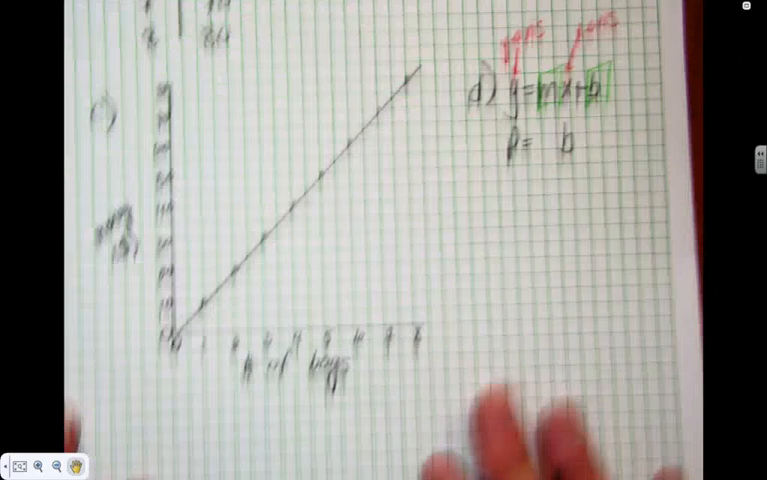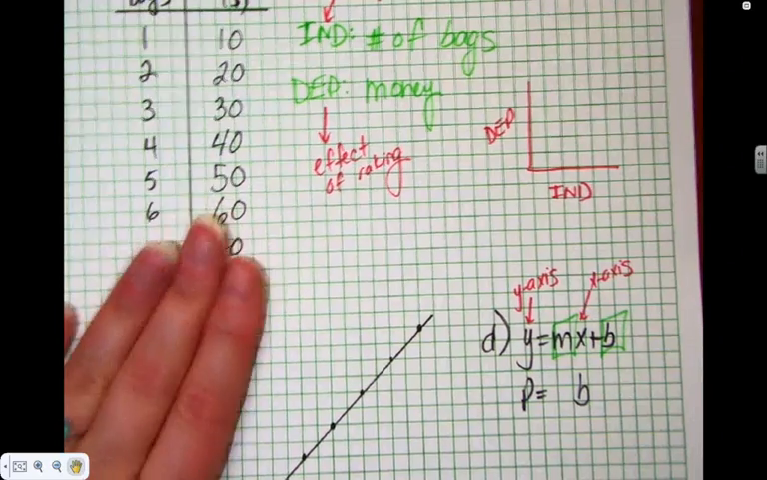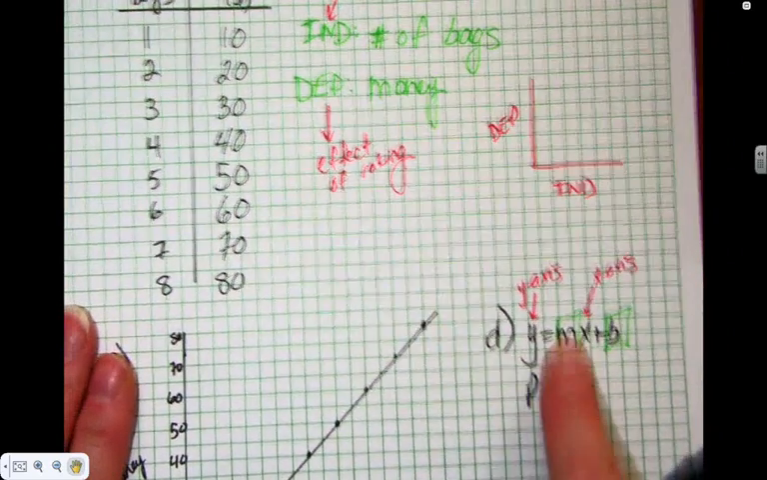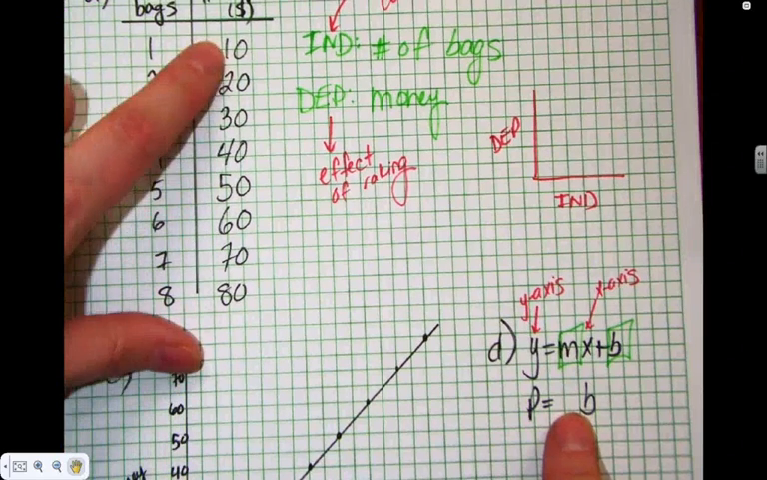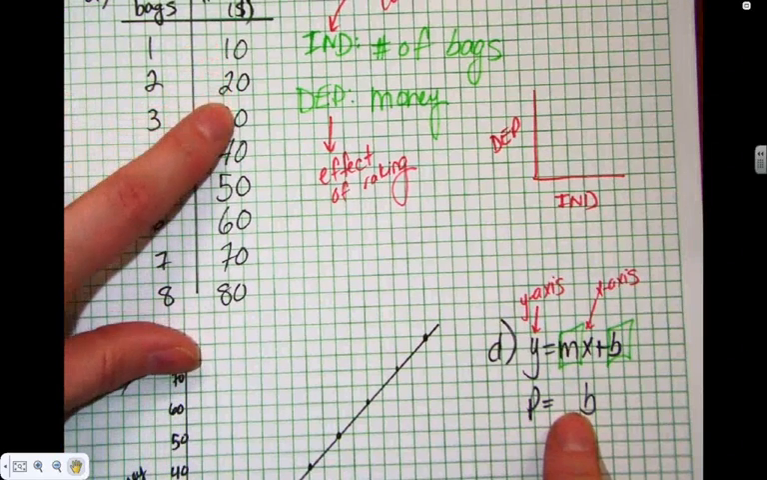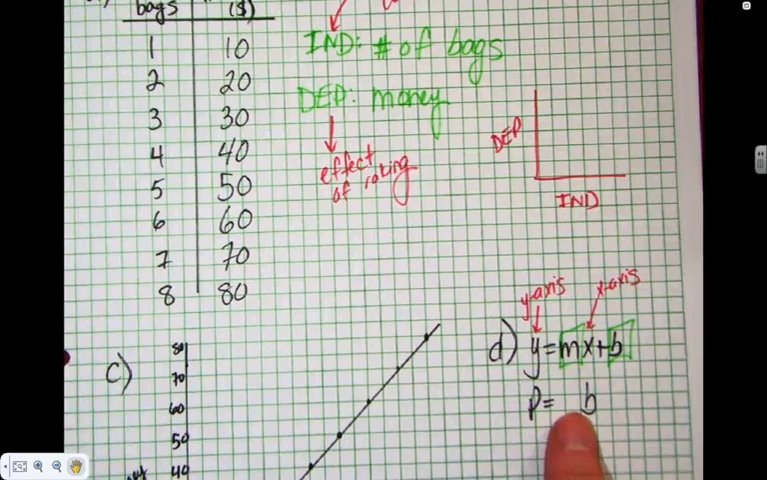Now we just need to fill in those numbers, and it came from the table of values. How do we figure out this m value? Yeah, it was the pattern. So this goes from 10 to 20, 20 to 30, 30 to 40. What's it going up by? 10.